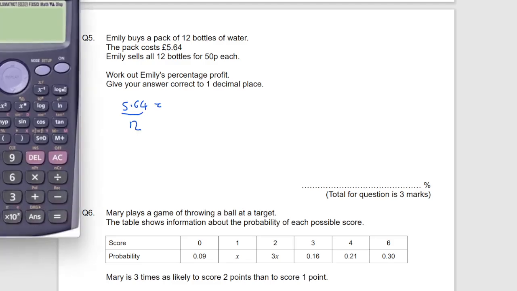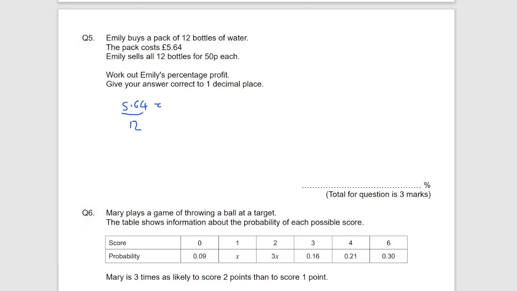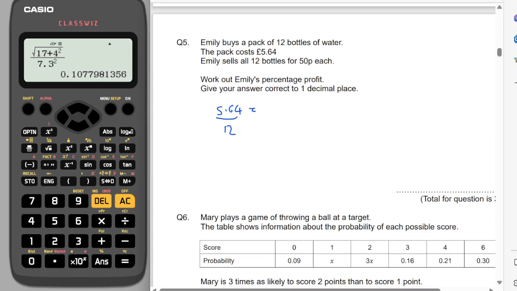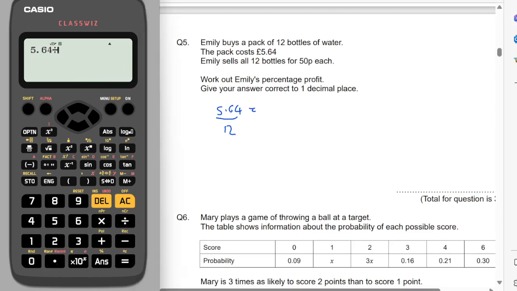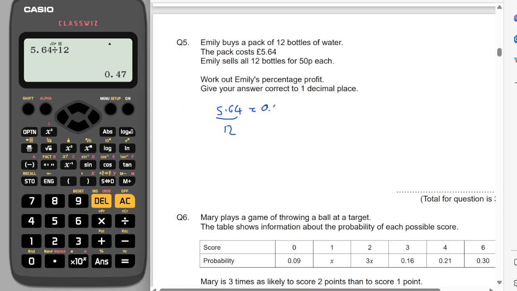So, wrong calculator. So I'm going to do 5.64 divided by 12 gives me the price for each of her bottles, which is going to be £0.47, which is going to be 47 pence. So it costs her 47 pence, so she makes 3 pence on each bottle. So 3 divided by the original amount times by 100, and that's going to give us 6%.